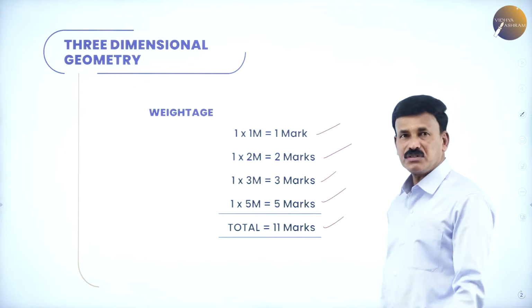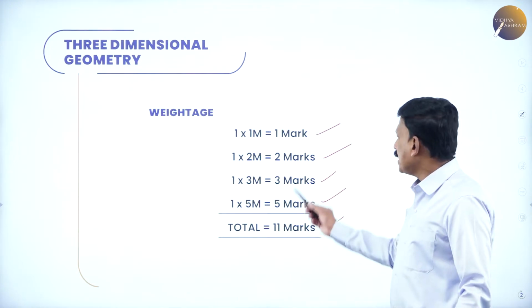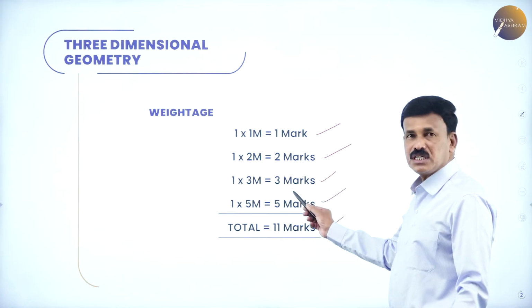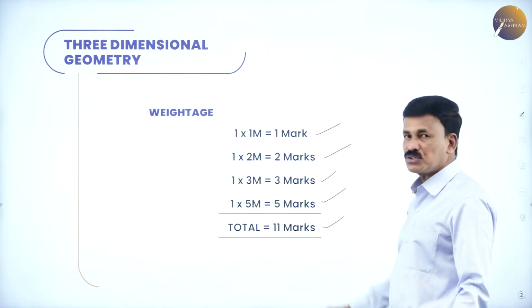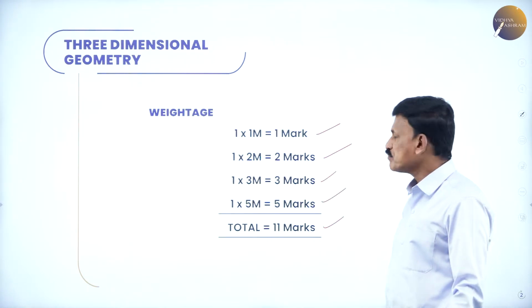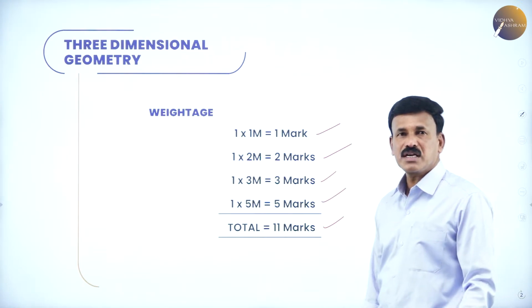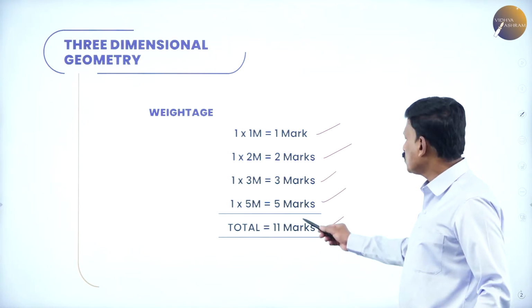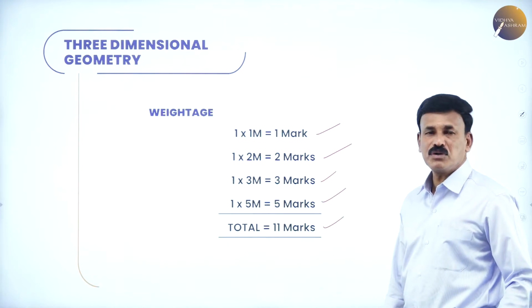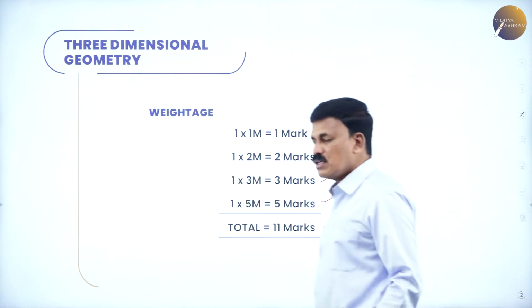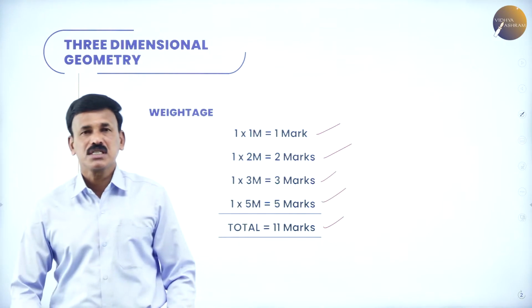So you will get a 1-mark question, one 2-mark question and a 3-mark question. Usually the 2 and 3-mark questions are problem-based, and the 5-mark question is definitely a derivation from the equation of a line or the equation of a plane. Totally you are going to get 11 marks from this. Now let us see what we are going to discuss in this chapter.